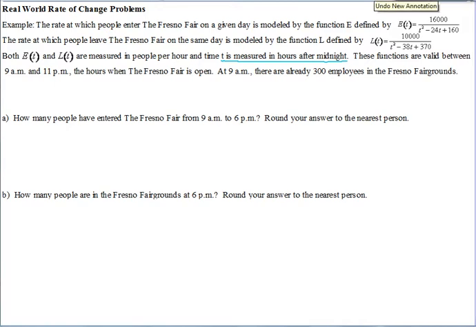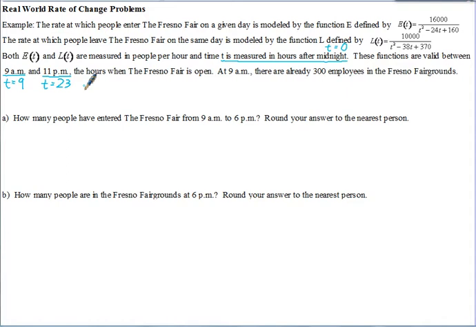At 9 a.m. there are already 300 employees in the Fresno Fairgrounds. So since it says t is measured in hours after midnight, that means midnight corresponds to time 0. And that would be 9 a.m., which corresponds to 9 hours after midnight. So t equals 9. And 11 p.m., well, noon would be 12 hours after midnight, and so this is 12 plus 11 more gives you 23. So 11 p.m. corresponds to t equals 23.